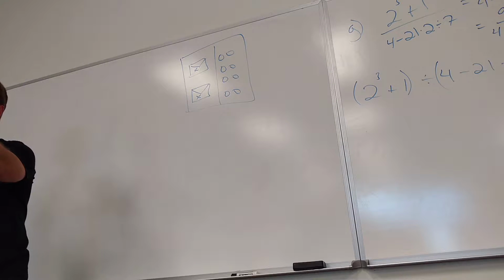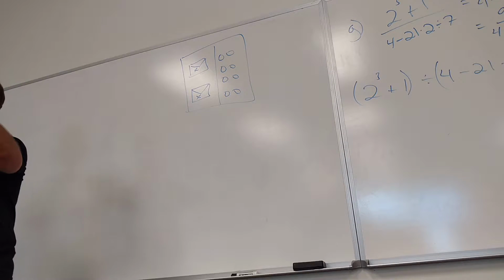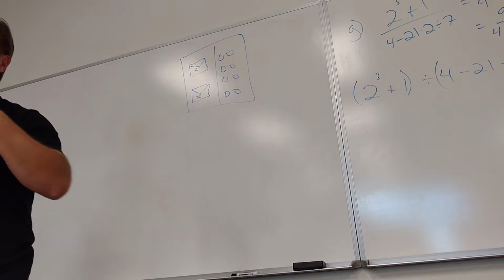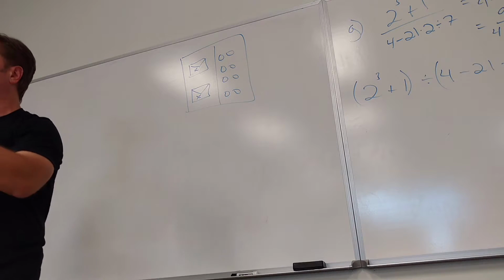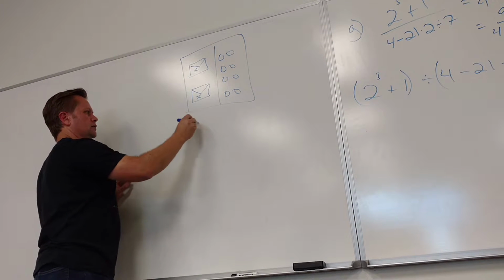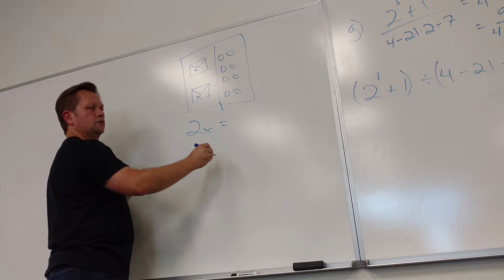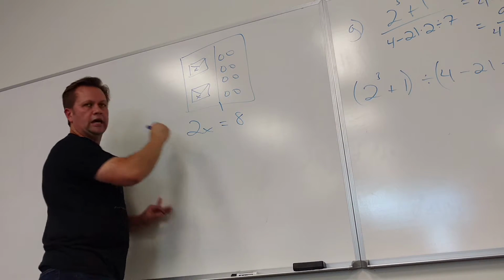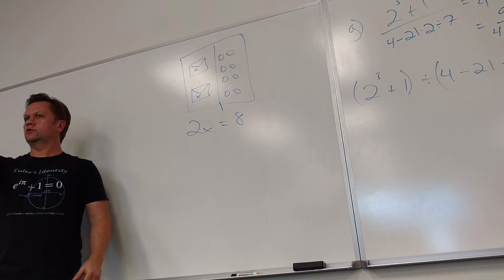Are you guys with me? Anytime in algebra there's something I don't know, I can just call it X, so then I can work with it. So this would be how many X's on this side? 2 X's equals 8. Now how do you solve that? Divide both by 2.